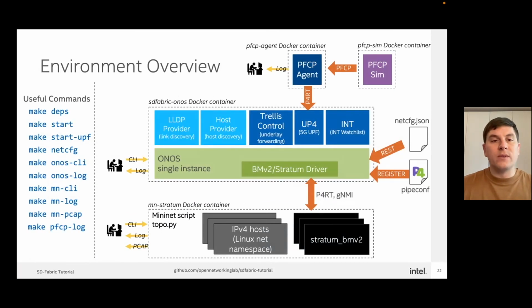Finally, a quick recap of the environment. We learned about this in the previous exercise. The important thing to remember here is that for what concerns P4 UPF, UP4 is an application running on top of ONOS, and so this is part of the SD Fabric Docker container, while PFCP agent and PFCP SIM run as separate containers. And we will see how to start these containers as part of the exercise.